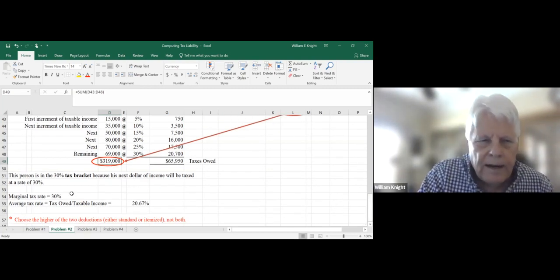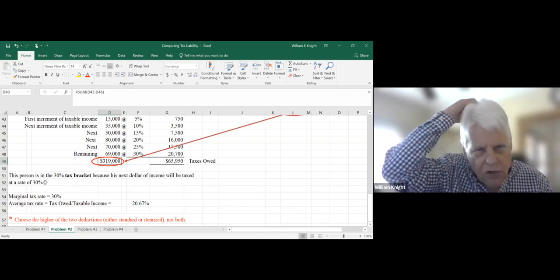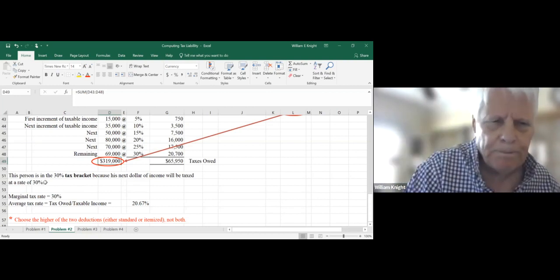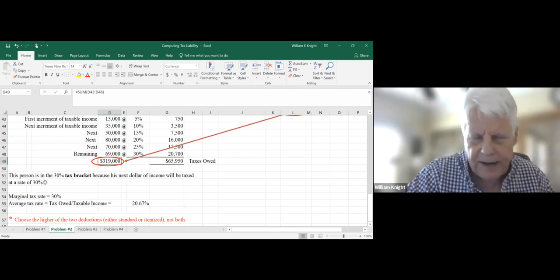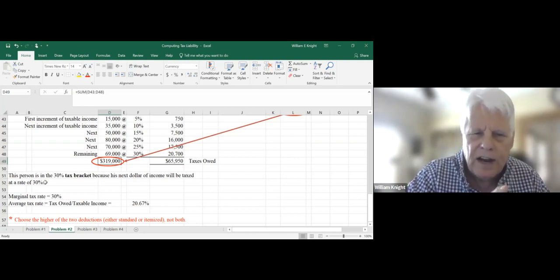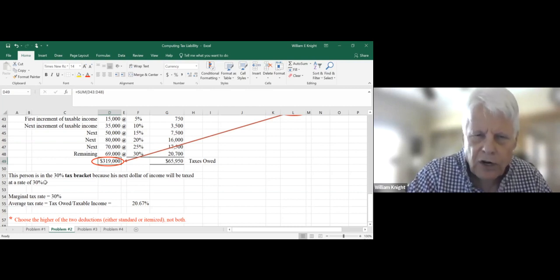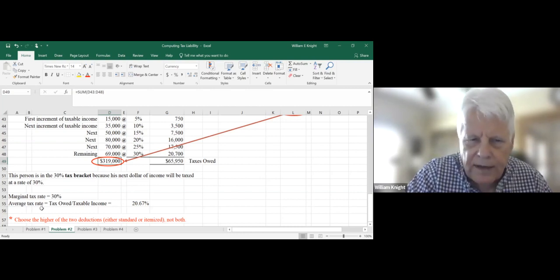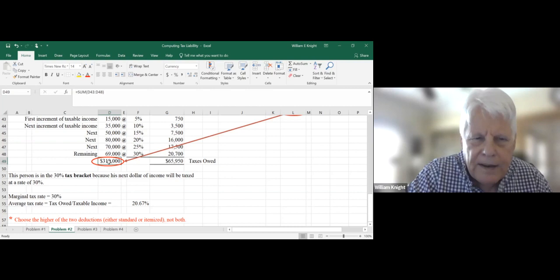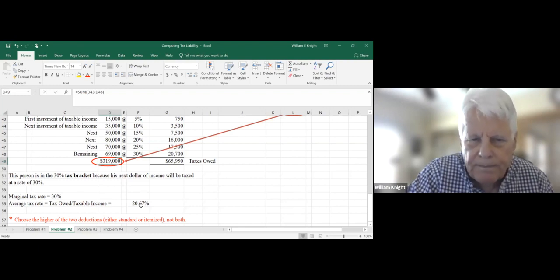So if we ask him, what's your margin, what tax bracket are you in? He'd say, I'm in the 30% tax bracket, because that is the rate at which his last dollar that he earned was taxed. But what is his average tax rate? In this case, his average tax rate is taxes owed, 65,950, divided by his taxable income, 319,000, which is 20.67%.